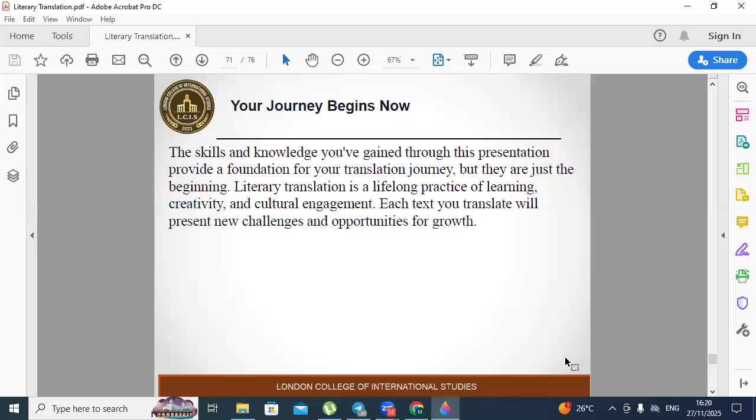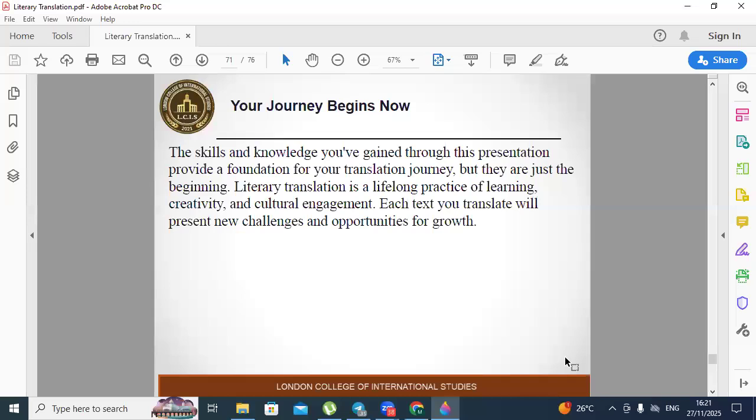Now let's go to your journey begins now. The skills and knowledge you've gained through this presentation provide a foundation for your translation journey, but they are just the beginning. Literary translation is a lifelong practice of learning, creativity, and cultural engagement. Each text you translate will present new challenges and opportunities for growth.